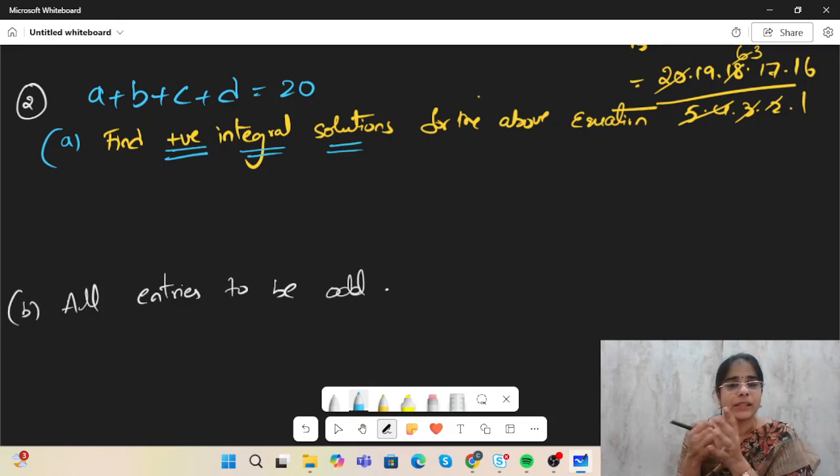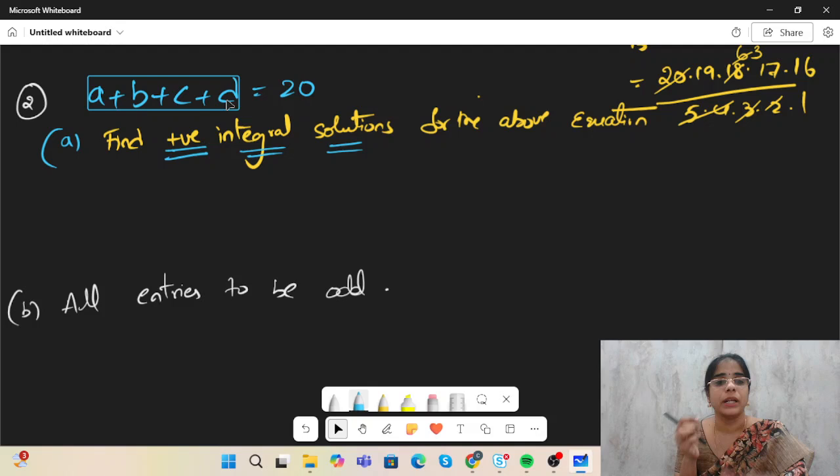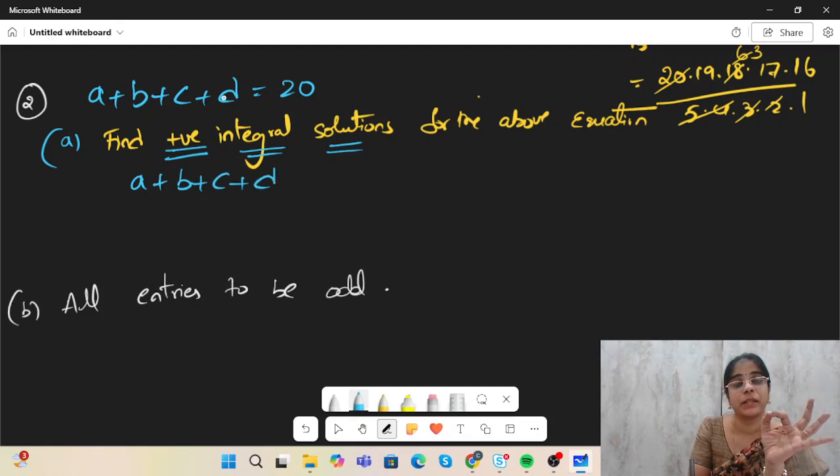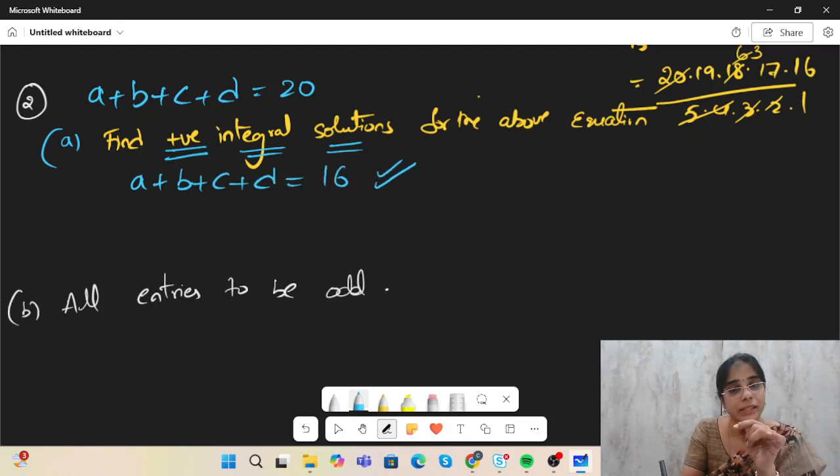I cannot say that I am not selecting anything from any of these 4, right? So I should mandatorily select at least 1 from each. That means 1, 1, 1, 1. And first of all, 4 things are to be given there. That means I am left with only 16. So now my question has turned out to be a plus b plus c plus d equal to 16. This is my new question framed, because I need to calculate the positive integral solutions only.